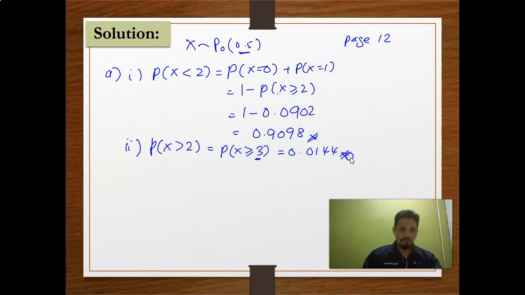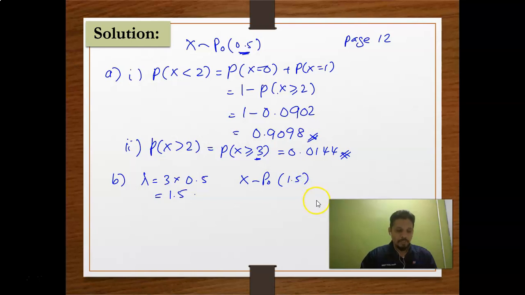For question B, there will be no accident in a 3-week period. The lambda is 0.5 for a 1-week period, but for a 3-week period the new lambda is 3 multiplied by 0.5, which is 1.5. So it is now Poisson distributed with the new parameter 1.5. Then the probability of x equal to 0.